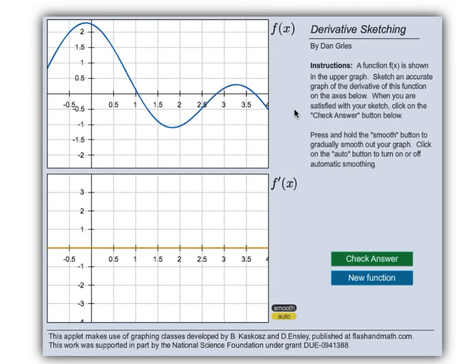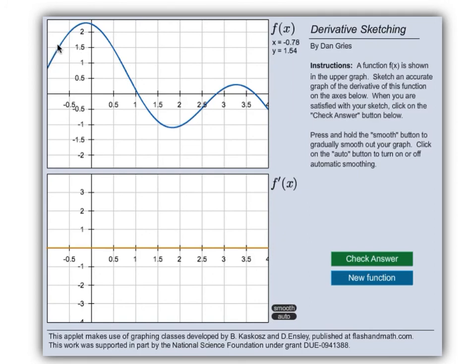So we're going to use this app in order to practice sketching the graph of a derivative. What we have in this top box is the graph of a function, and our goal is to sketch the graph of the derivative, that is, all the slopes along it, in the bottom graph here. The first thing we want to do is make sure we hit this auto button over here, because that's going to help us sketch our graph.